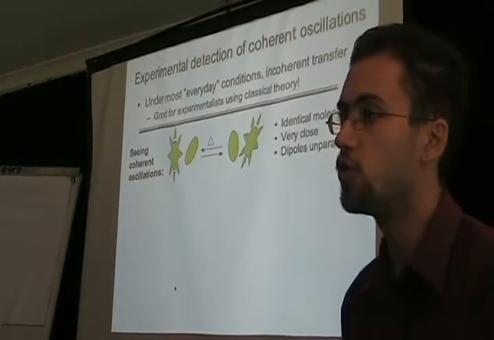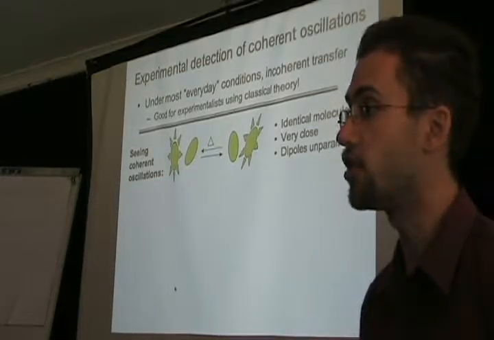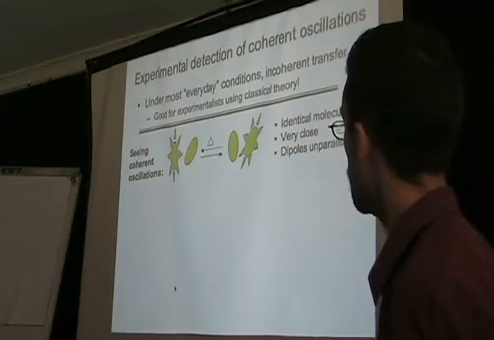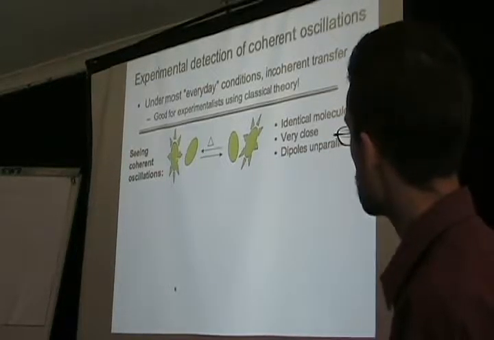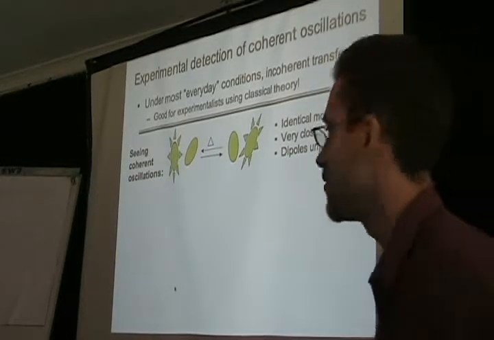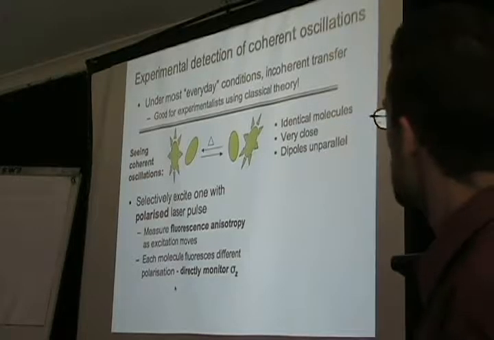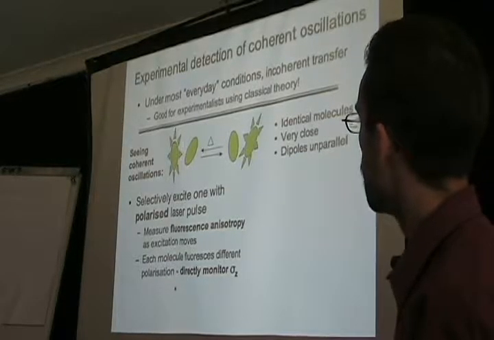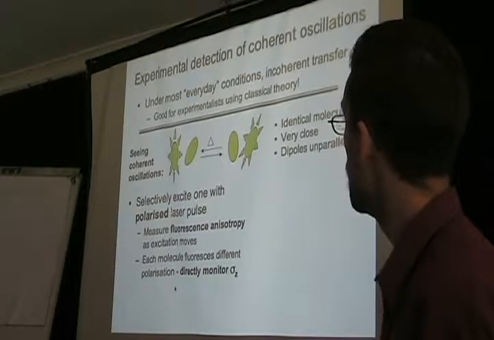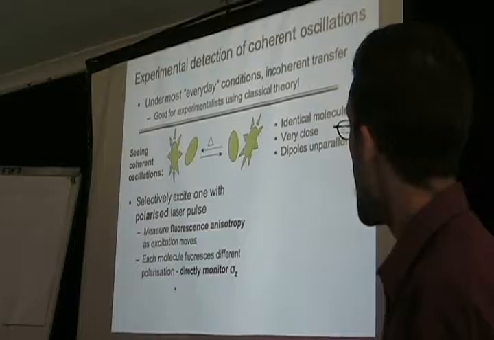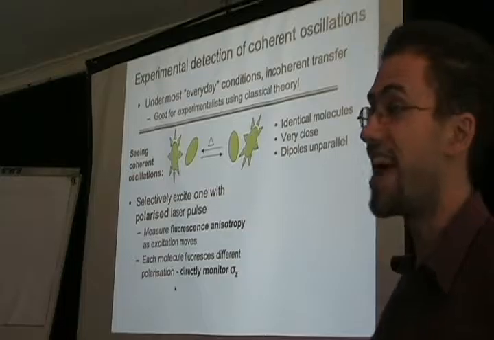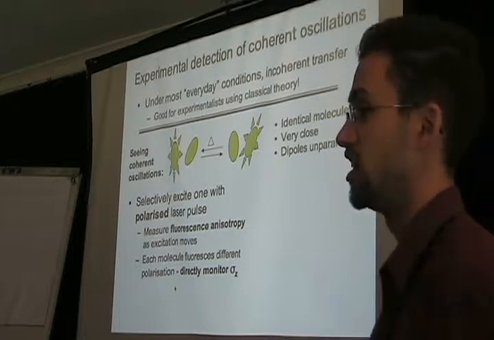Having identical molecules with epsilon, that difference in energy, being 0, is a very good start. We want to have them close so the coupling is strong. But the key thing is we want to put their dipoles not parallel. I'm not actually sure what the appropriate word is there. Unparalleled, not parallel. So what we can do then is selectively excite one of these molecules with a polarized laser pulse. So put the pulse in perpendicular to one, but not the other. And then as this excitation moves between them, we can measure the fluorescence anisotropy as the excitation moves.